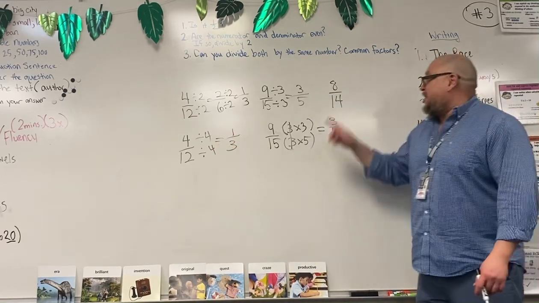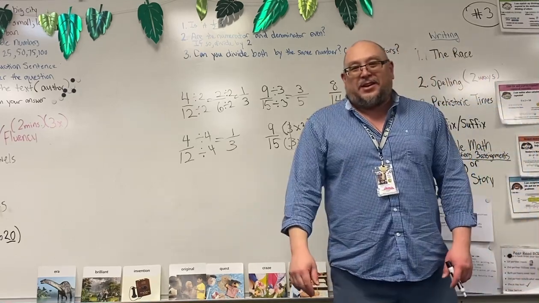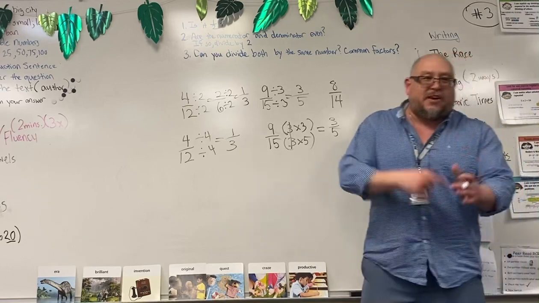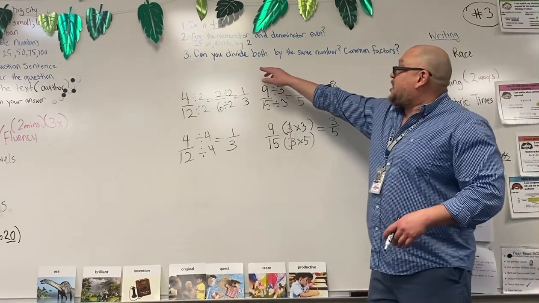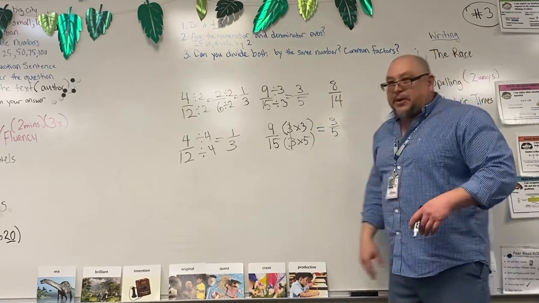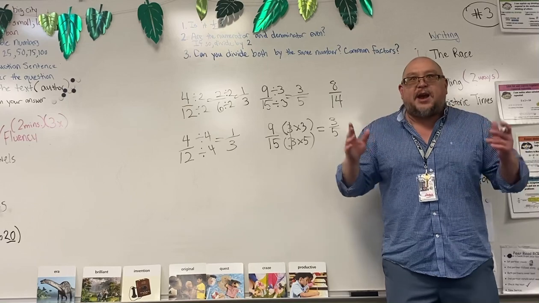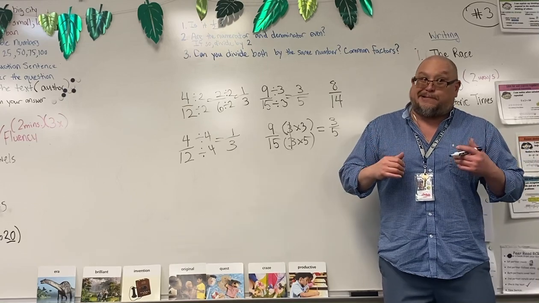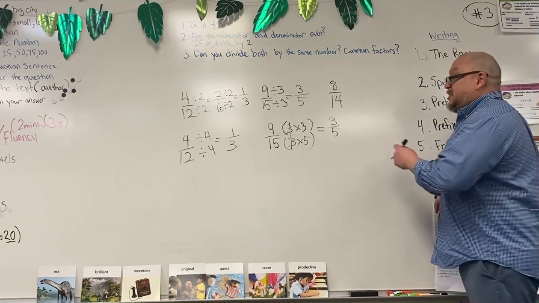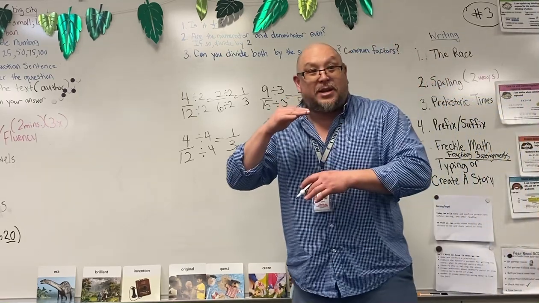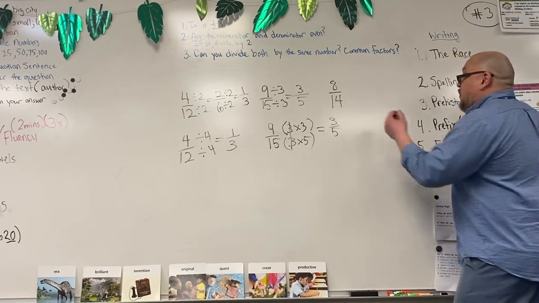Now, let's do the last one. 8/14. I'm going to skip number 2, because we can divide by 2 every time. Let's do something different. Let's go to 3. Can you divide both by the same number? Common factors. Well, let's pretend I can't grasp it, because it's not hard, right? Let's do 14 first. Sometimes I flip-flop it because I know best what would work for me.